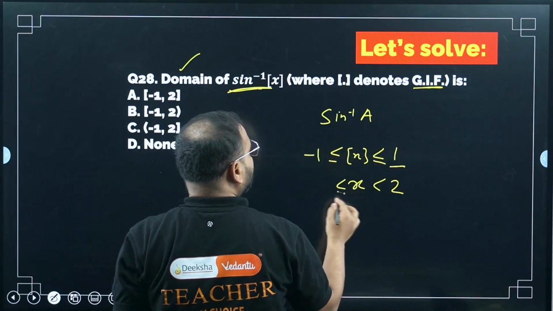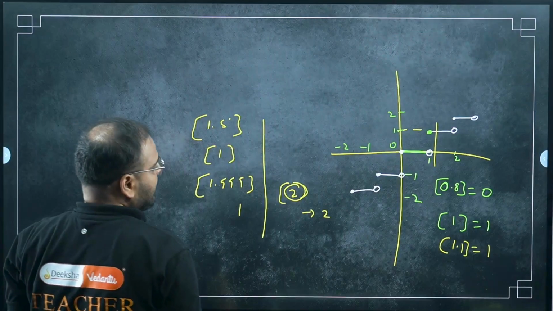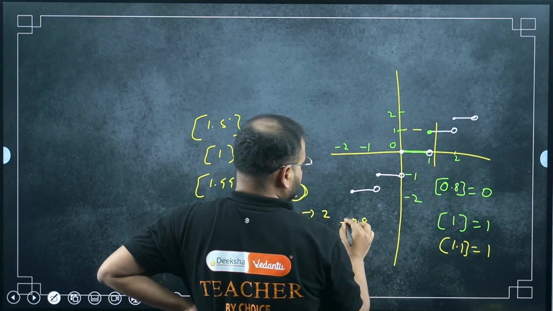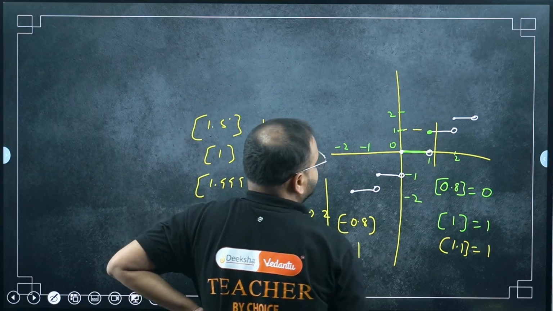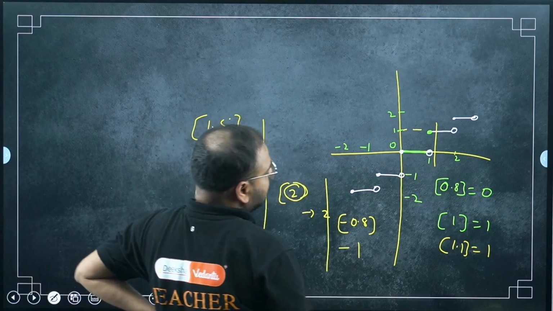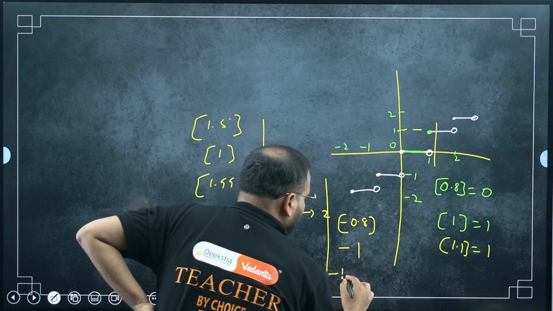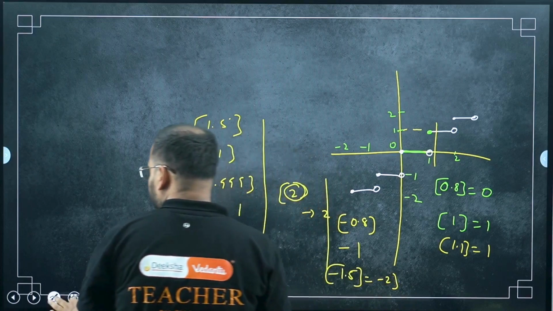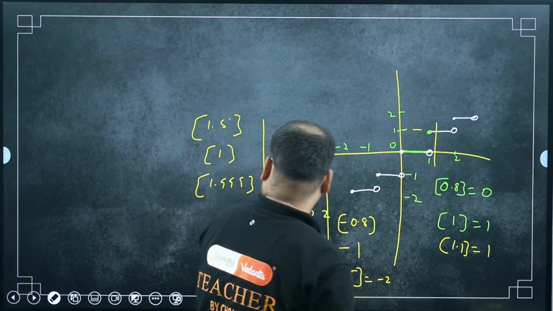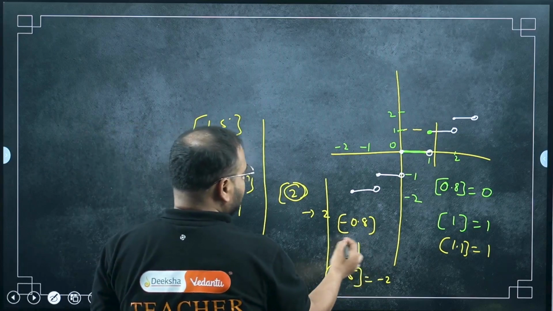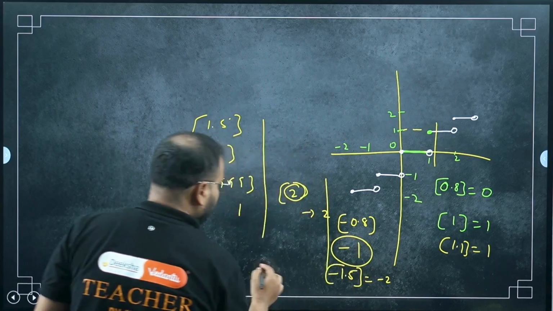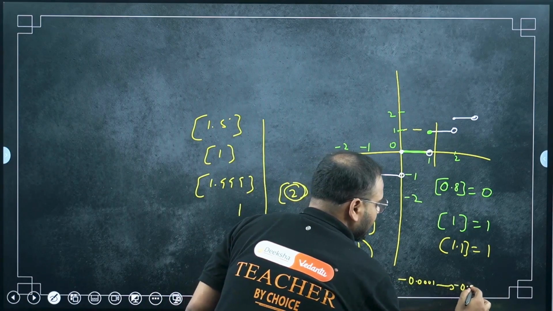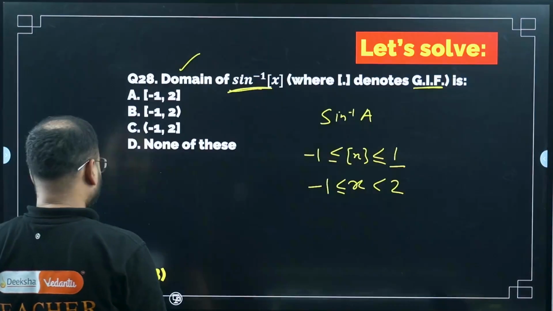What about minus 1? It will be just minus 1. Please check. If I put minus 0.8, what is the answer? The answer is minus 1. What if I put minus 1.5 in the GIF? The answer is minus 2. So to get a value equal to minus 1, I can put any value from minus 0.0001 to minus 0.999. That is nothing but minus 1 only.